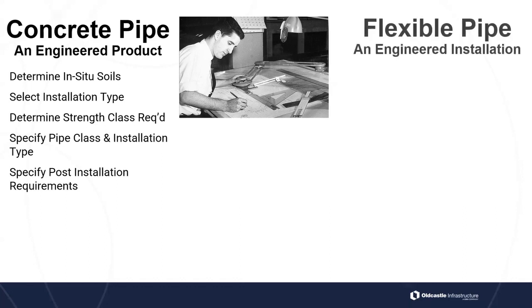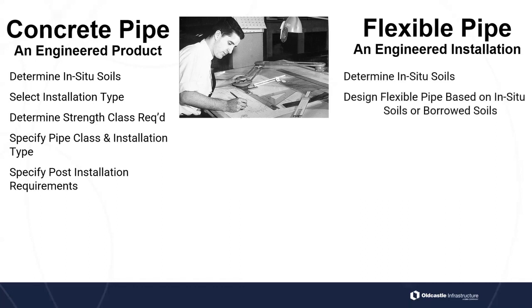Okay. Now, if you want to use flexible pipe, which is an engineered installation, there are a few more things that you need to do. So first off, you need to determine your in-situ soils. You need to design your flexible pipe based on the in-situ soils or borrowed soils, something that you import or bring in, right? You need to determine the compaction required for structural capacity.